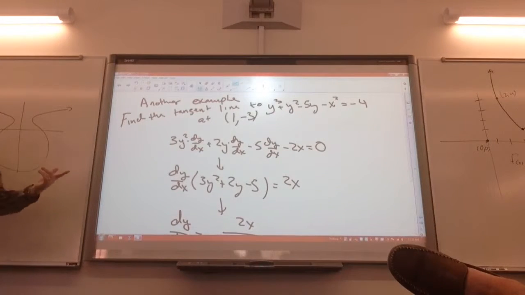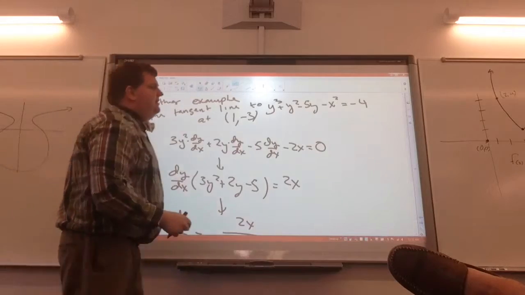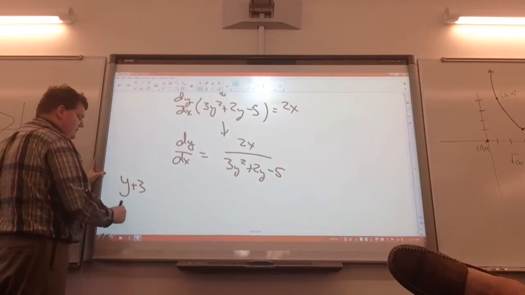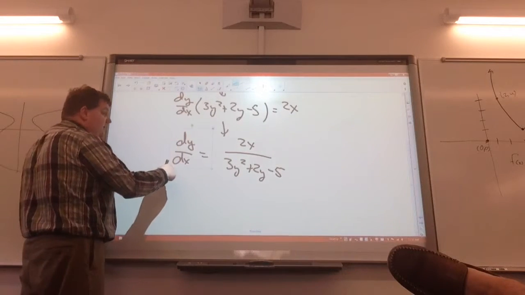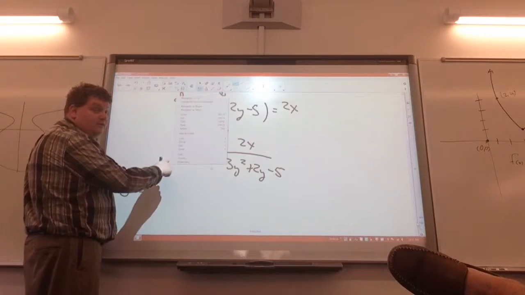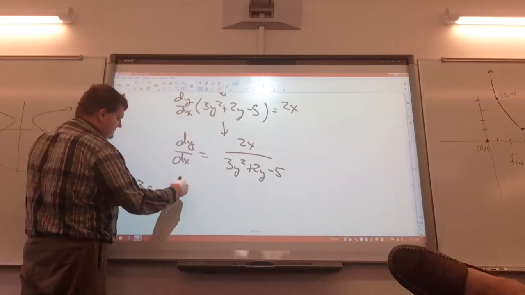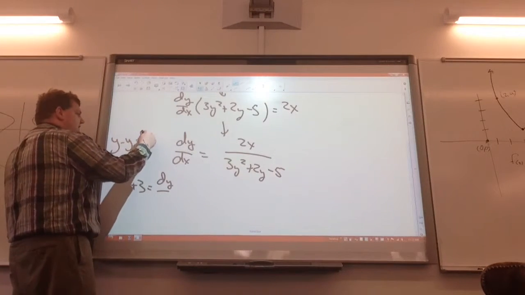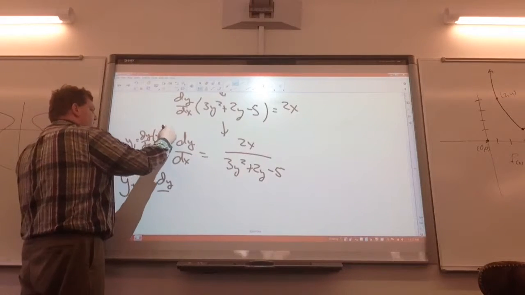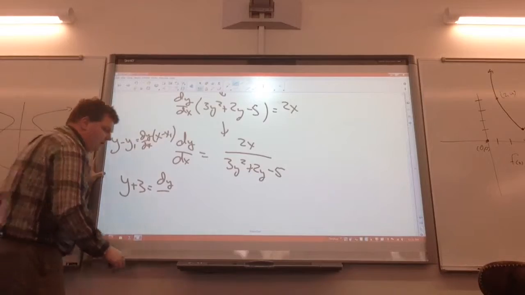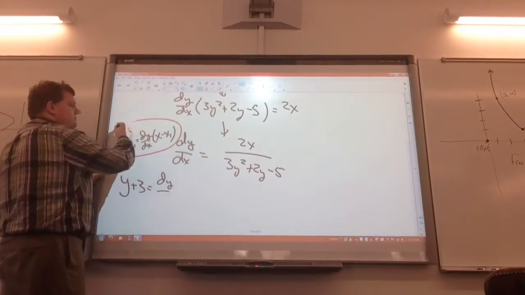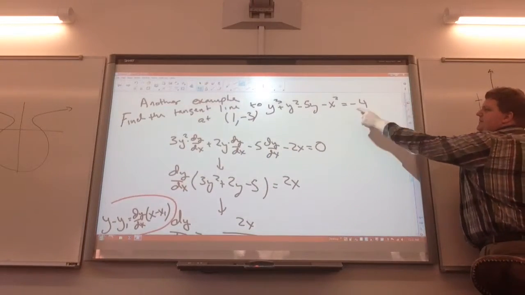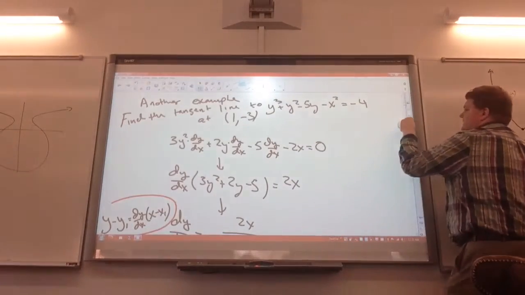Our tangent line would be y plus 3 equals dy by dx evaluated at those points, so evaluated at 1 and minus 3. Where did you get the y plus 3? y minus y1 equals dy by dx times x minus x1. What are we finding the tangent line to? The original function, and the point we're using is 1, negative 3.